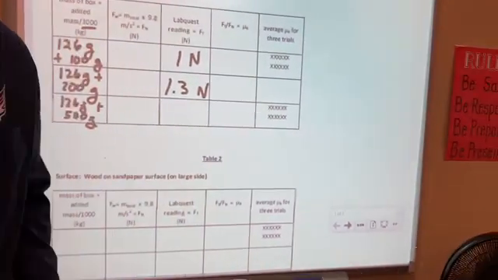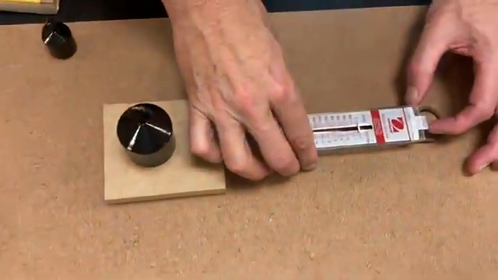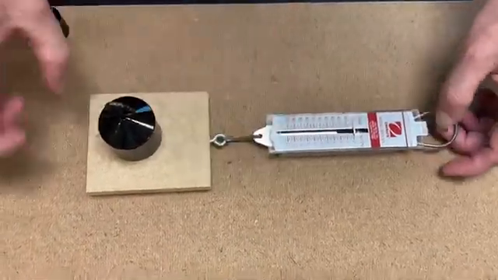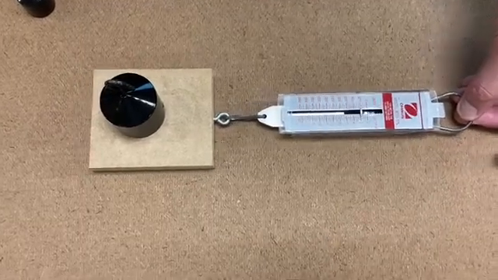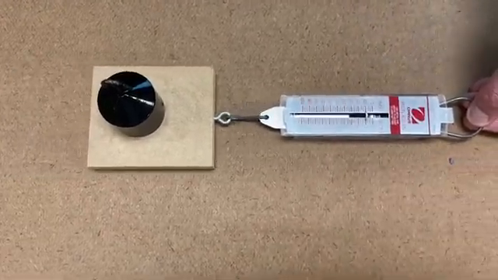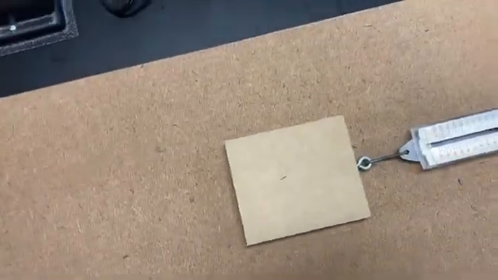Okay, and then the last one, 500. Recalibrate again. This is the smooth block. This is a smooth block, wood on wood. Okay, that's pretty good too. That's about 2 newtons.